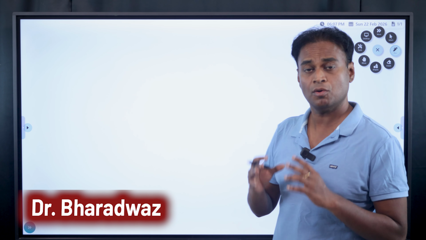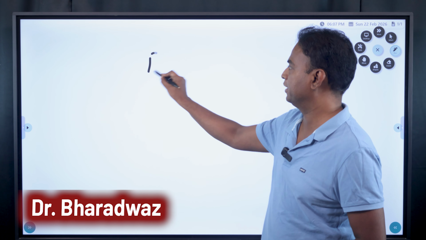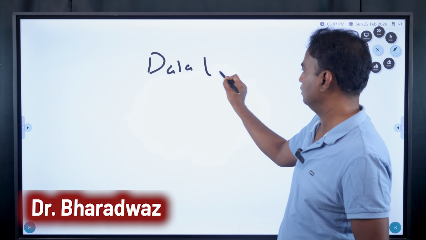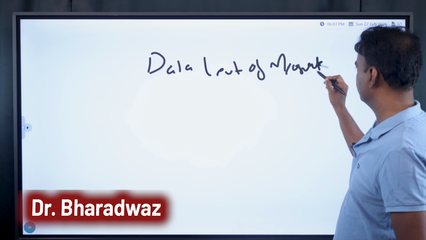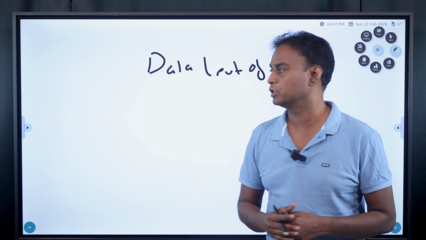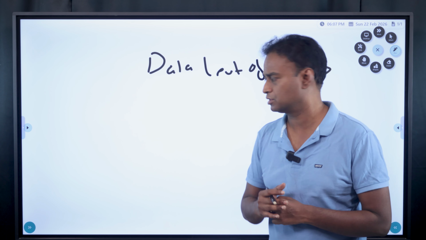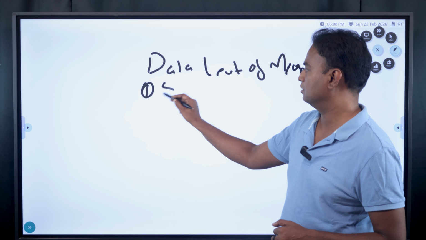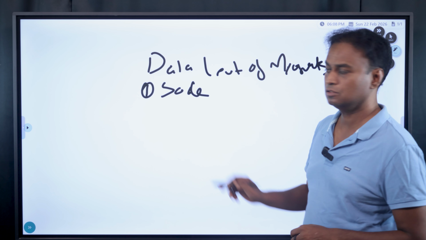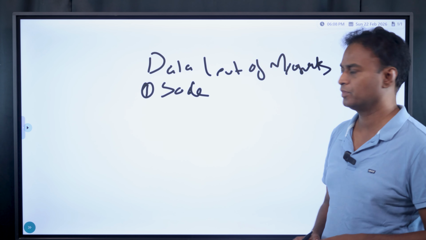Today we are going to discuss data levels of measurement. What is that? Data levels of measurement. What are all the things we are going to discuss under data levels of measurement? First, we are going to discuss what is a scale, that is, what is a measurement scale?